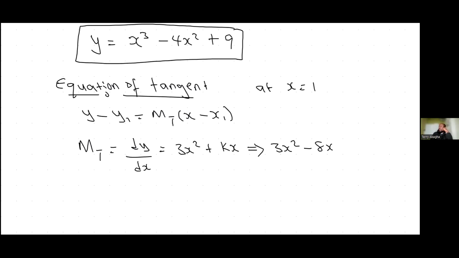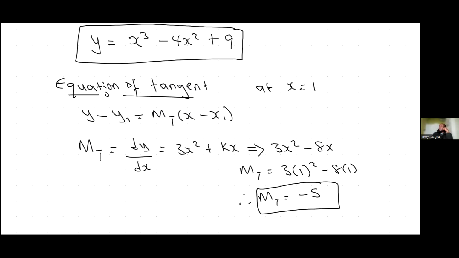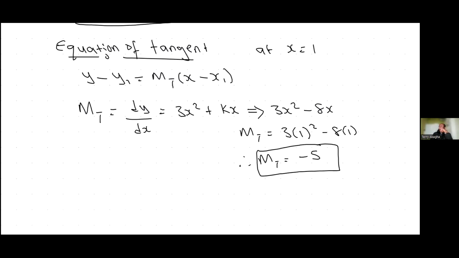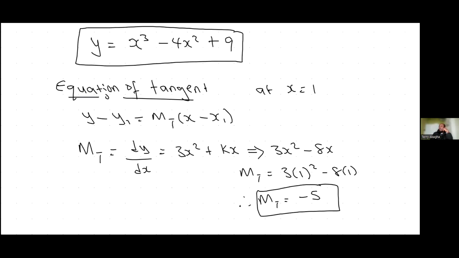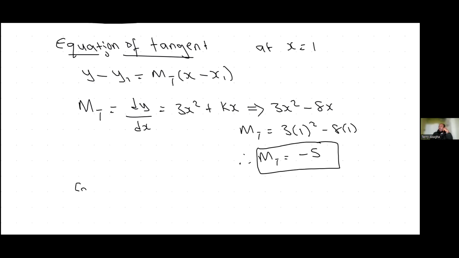Now, as x is equal to 1, we'll substitute 1 here. So the mt will be equal to 3 times 1 squared minus 8 times 1. Therefore, the mt for this question is 3 minus 8, which gives you -5. Also, the next thing we need to find is y1. Given that x1 is equal to 1, we can then find the y1.